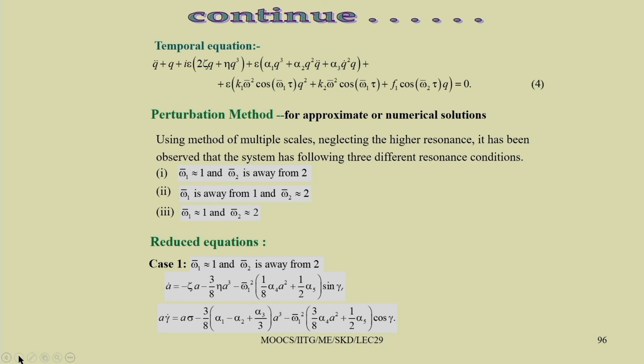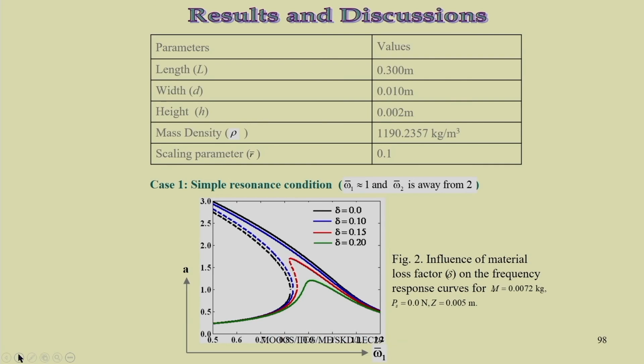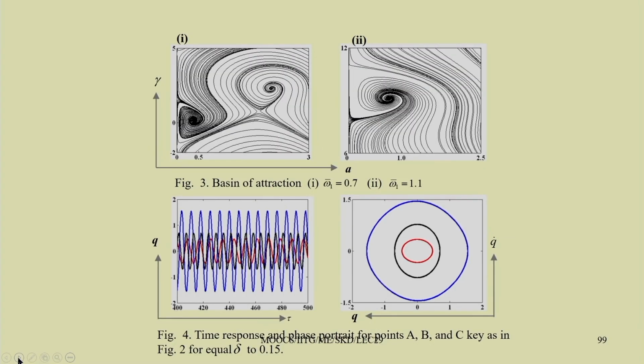So, it will lead to the principal parametric resonance condition here. For different values of delta, that is the loss factor, you can plot the response plot and clearly observe that by increasing this loss factor, the response amplitude of the system decreases drastically. So, by using this viscoelastic beam, you can reduce the vibration of the system extensively.